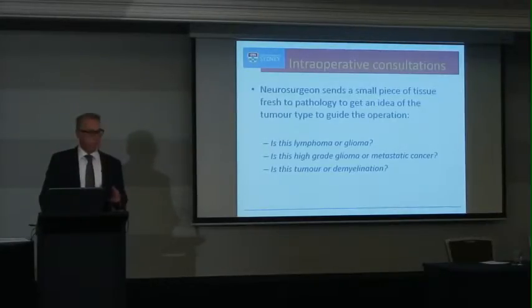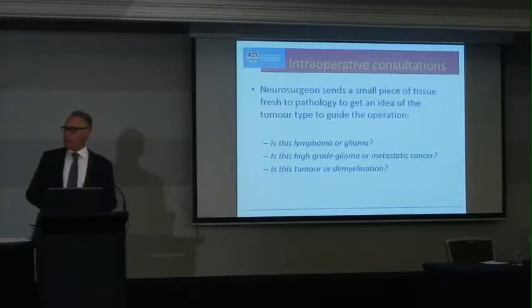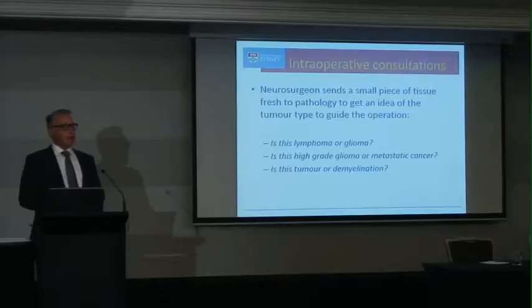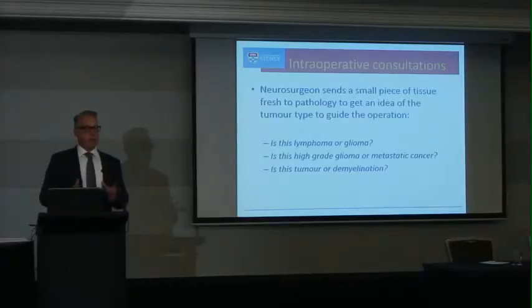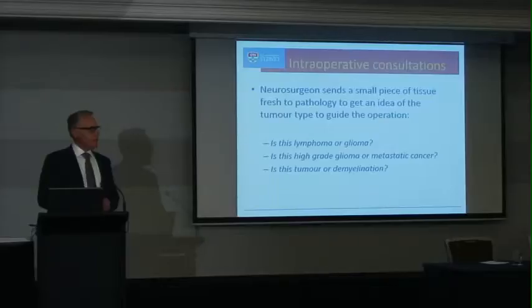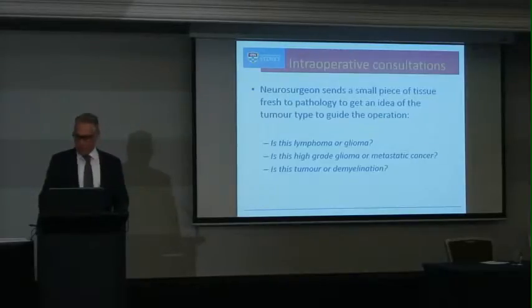As I've said, the intraoperative consultations, they send us down a small piece of tissue. Often the questions are, is this lymphoma or glioma? Is this a high-grade glioma or is it a metastatic cancer? Or is this actually a tumour at all? And sometimes patients, when they present with multiple sclerosis, they can have something called tumefactive demyelination, which looks almost identical on the scan to a high-grade glioma. So that's something we always have in the back of our mind. Is this actually a tumour at all, or is it actually demyelination, first onset of multiple sclerosis?